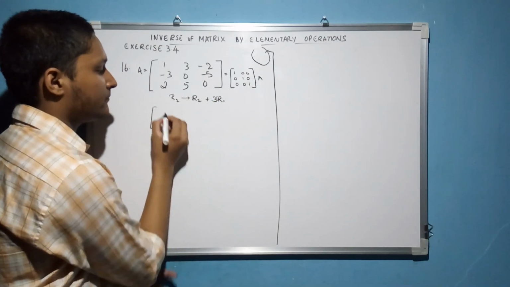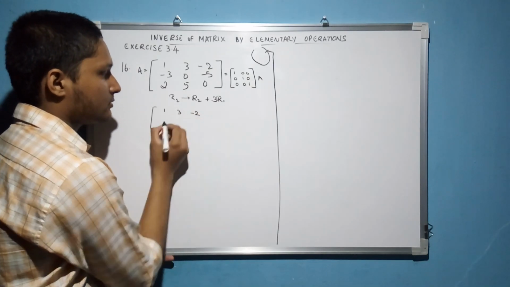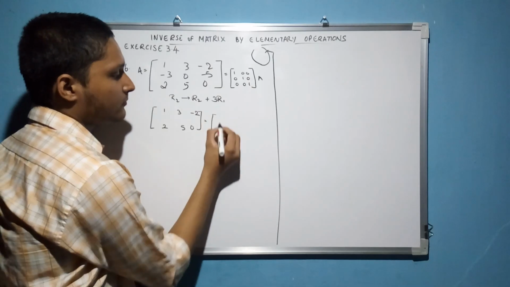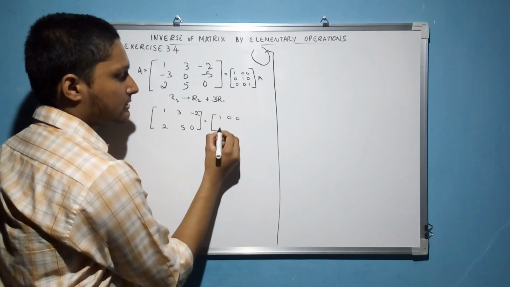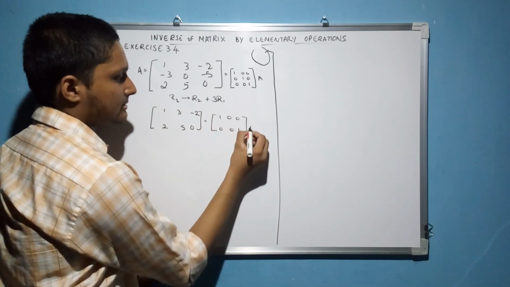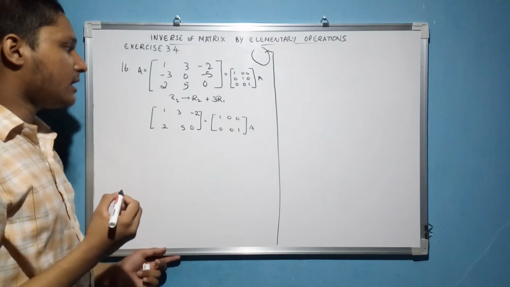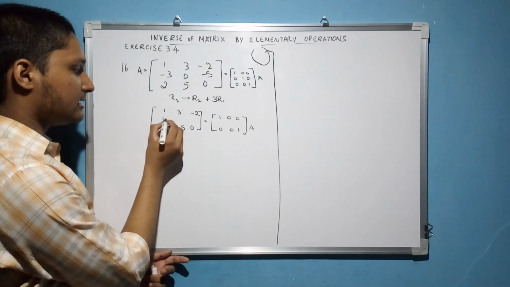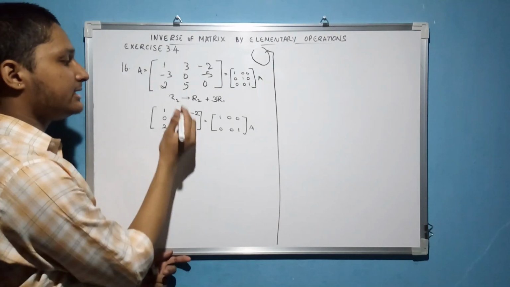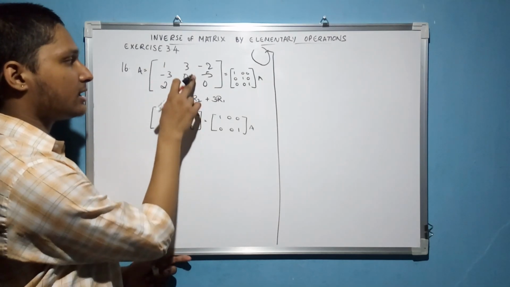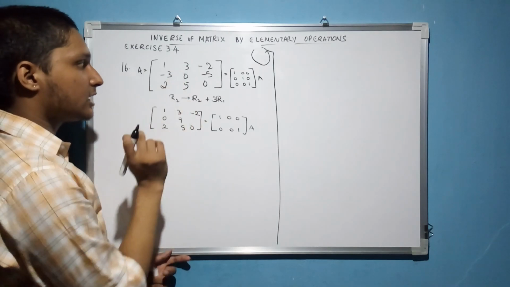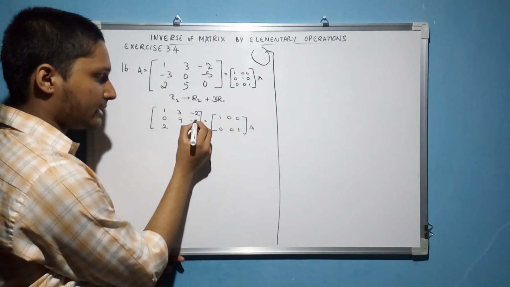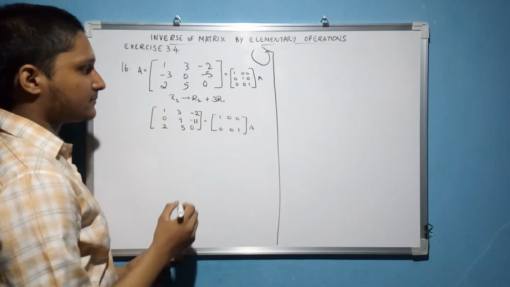So this is going to be 1, 3, minus 2, 2, 5, 0 as it is. Then it is equal to 1, 0, 0, 0, 0, 1 as it is. Then A. Okay, this much we got now. So we need to add this. Minus 3 plus 3 times this is 0. 0 plus 3 times that is 9. Then you have minus 5 plus 3 times minus 2. That is minus 11 you are going to get here. Okay, this much we got.